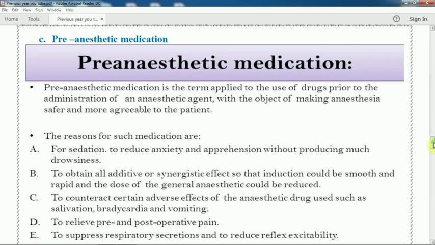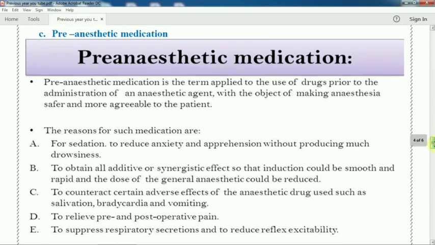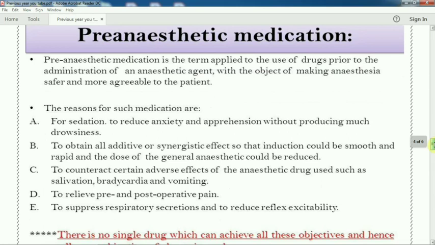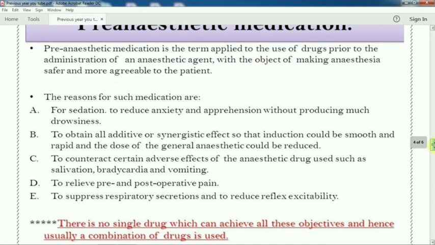So what is the reason for such medication? For sedation, to reduce anxiety and apprehension without producing much drowsiness, to obtain an additive or synergistic effect so that induction could be smooth and rapid and the dose of the general anesthetic could be reduced. To counteract certain adverse effects of the anesthetic drug such as salivation, bradycardia, vomiting, and to relieve pre and post operative pain. This is the common use.